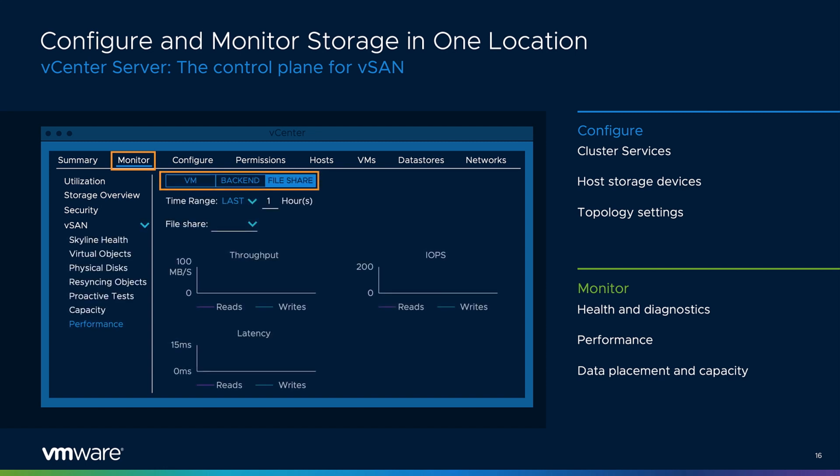vCenter Server provides for easy configuration of vSAN, as well as ongoing monitoring and adjustments. In the vCenter Server UI, you will find 2 primary areas for all things related to vSAN: the Configure tab and the Monitor tab. The Configure tab is where the data services for the cluster will be configured, as well as the use of host storage devices. It is also where configuration can be made to accommodate different types of topologies. The Monitor tab is where one can see all ongoing operations with vSAN health, performance, data placement, and capacity. For VMware administrators, while vSAN may be new to you, the experience will feel easy because you're using the software that you already know.